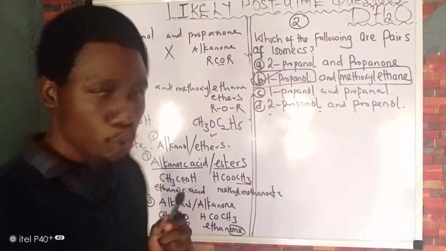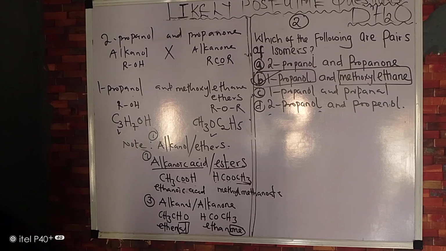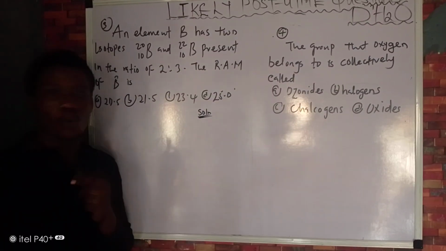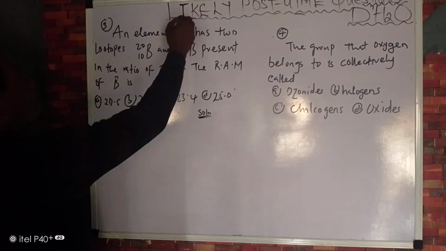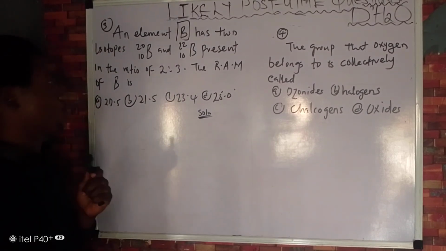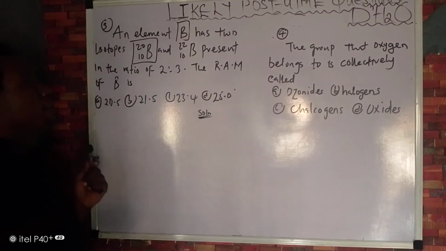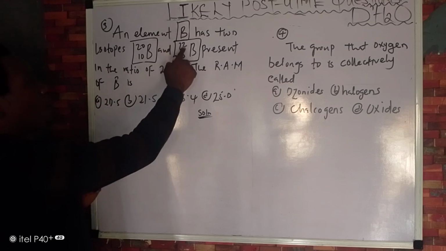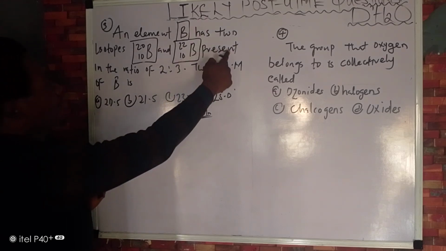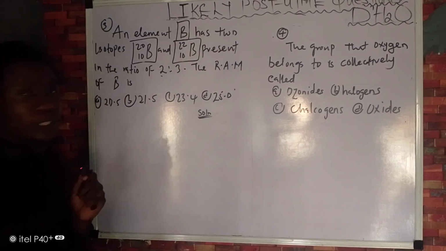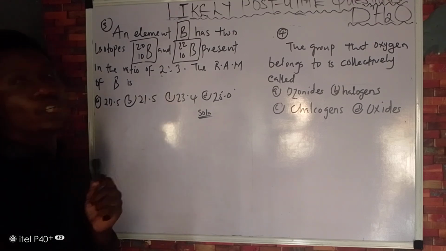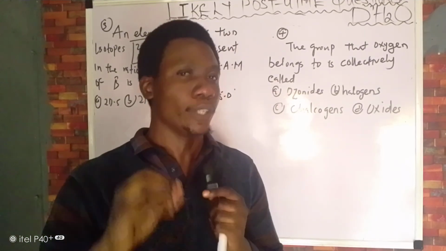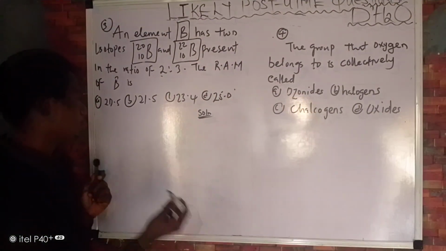So we are going to take 2 more questions before we call it a day. Now let's take question number 3. An element B has 2 isotopes. This one has a mass number of 20, atomic number of 10. This one has a mass number of 22, atomic number of 10. Present in the ratio of 2:3. The relative atomic mass of B is what? How do you solve relative atomic mass from isotopic mixtures? Now, this is how we go.